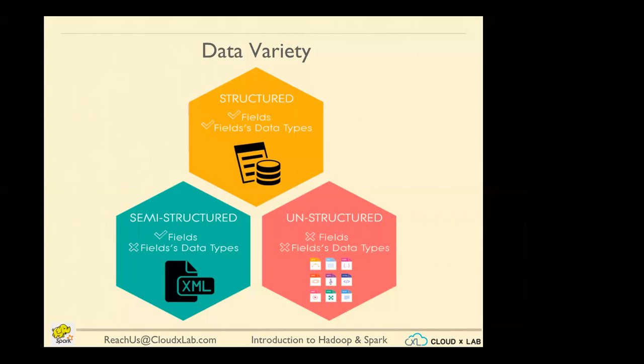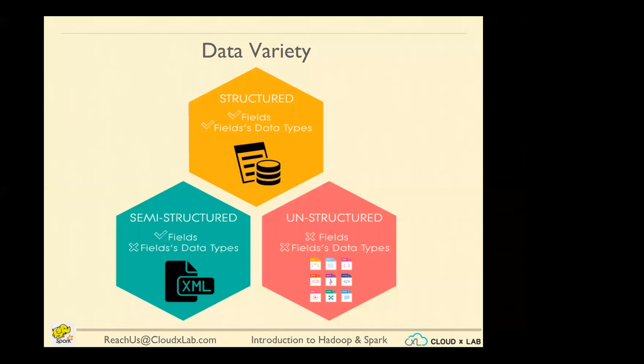Structured data is data in which you for sure know what the columns are and what their data types are. For example, when you see something in a database, what is the database? A database has a table in which it has columns and rows. Every column has a pre-specified data type, and in the whole column, there cannot be any other type of data than what is specified.